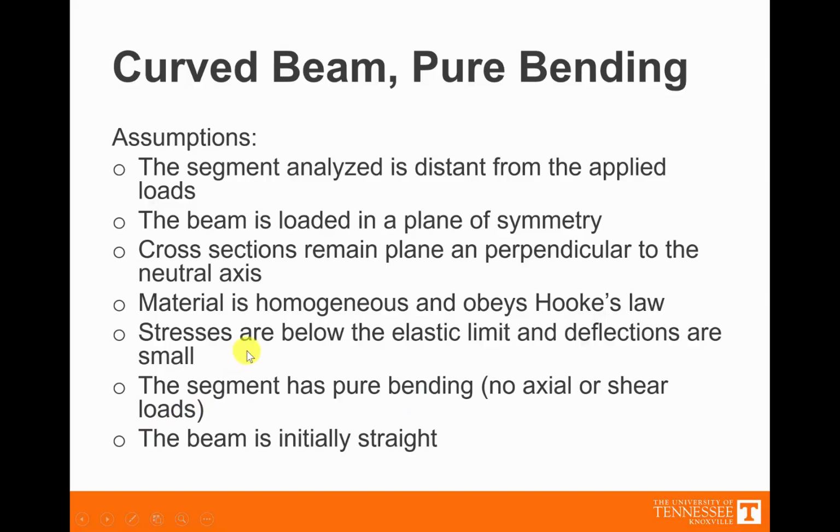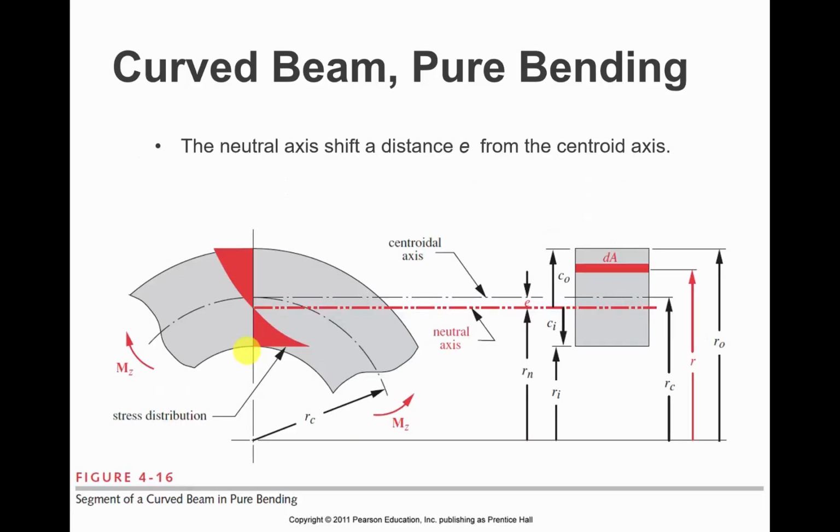and the only assumption we're going to relax is that the beam is initially straight. So let's take a look at a beam. This particular one has a rectangular cross section, but we'll generalize it shortly. And what we're going to notice is that the centroidal axis has to do with the geometry, what is in the center of the geometry.